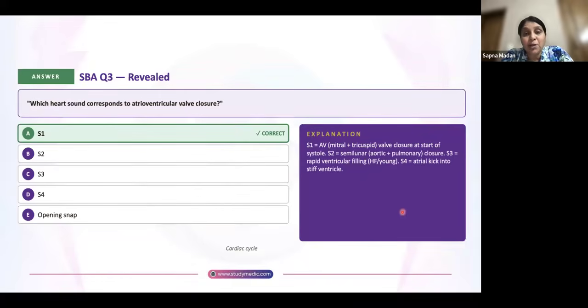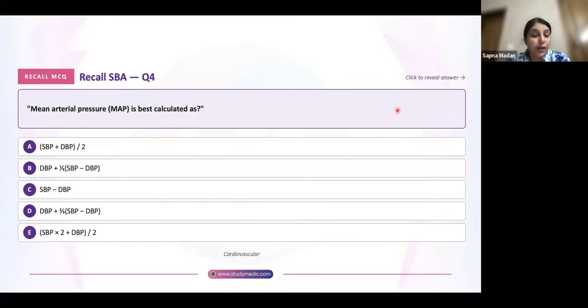S2 is when the semilunar valves, which are the aortic and the pulmonary valves, will close. S3 is in heart failure when there is rapid ventricular filling. It is also normal in some young people and also in pregnancy. And S4 is the actual kick into a stiff ventricle, which is seen in hypertension or LVF. Okay, so if the ventricle is stiff, the atrium has to pump, that P wave that we talked about, the atrial kick. Okay, so that will produce a sound, and that is the S4 sound.